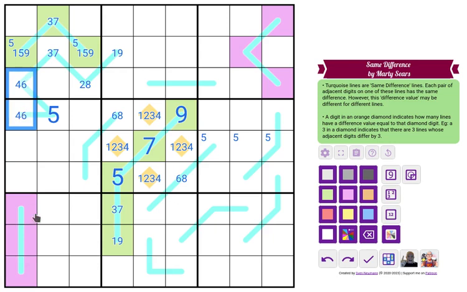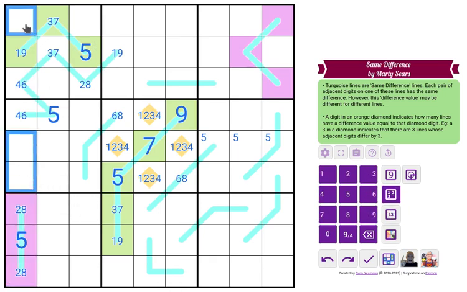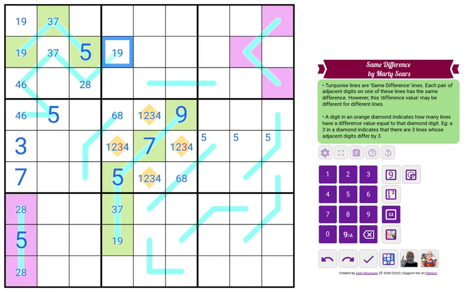Can't be 147 or 369, so it's 258, so 5 there, and 2, 8. So here we need 3, 7 goes here, and we know the other, and this is the other 1 line on this one. Now the 3 goes here.